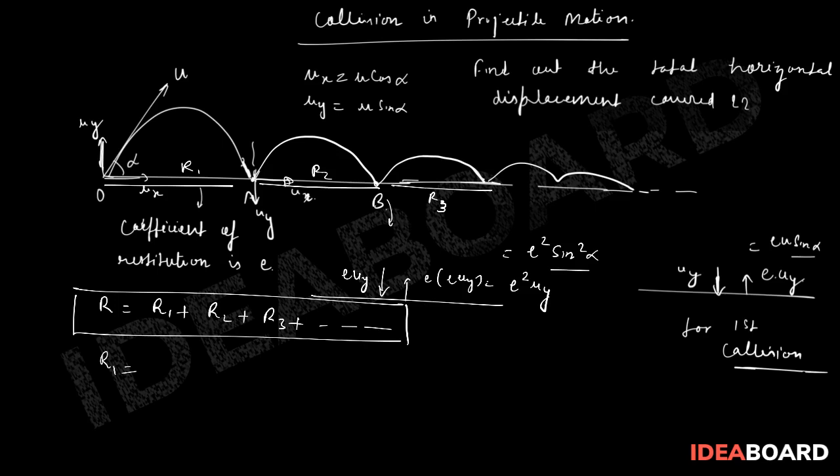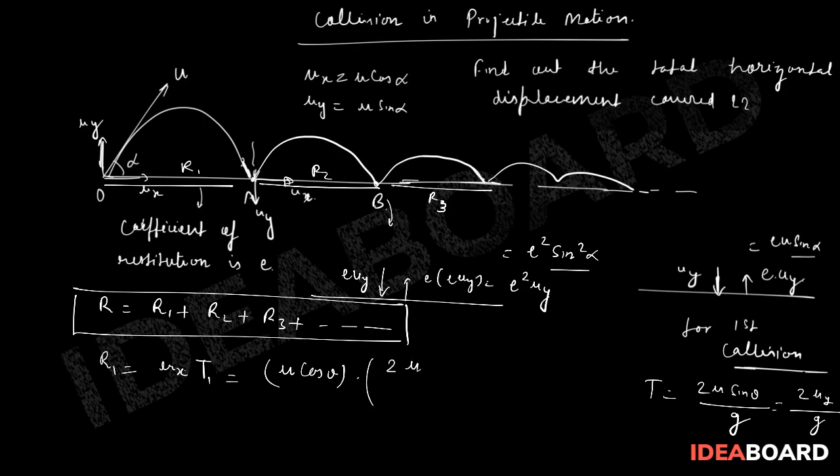Now r1 is simply ux into t1. We know that the time of flight formula is t equals 2u sin theta by g, right? Which can be written as 2uy by g. So in this question, clearly uy is changing, right? So what I need to do here is substitute ux as u cos theta, into t1 as 2uy by g. This is going to be the first range.